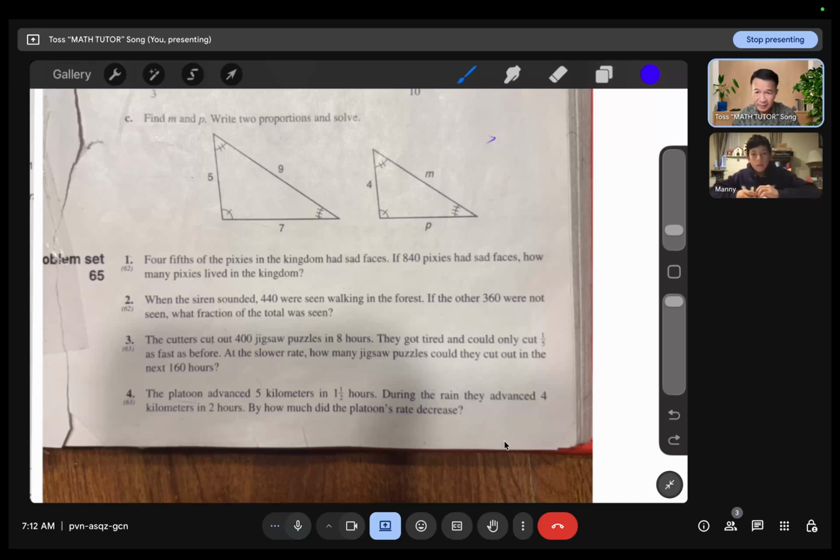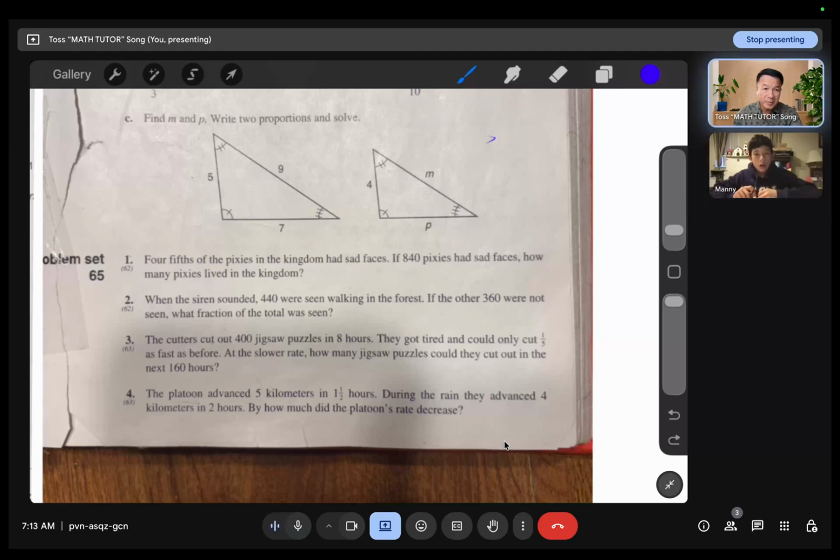4/5? 4/5 times 840? Okay. Had sad faces, right? If there were 840 pixies, how many? Okay, not quite. You're multiplying. Or 4/5 times x equals 840. Okay, that's more like it.